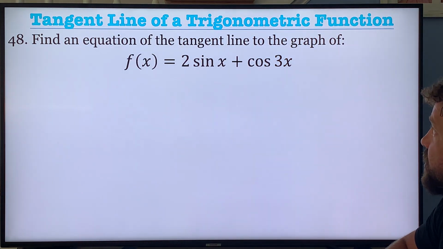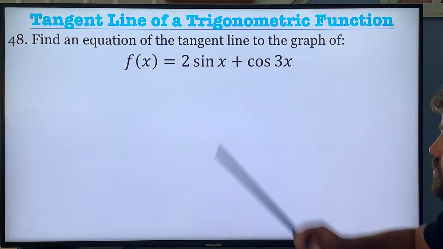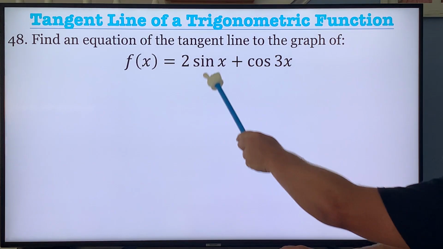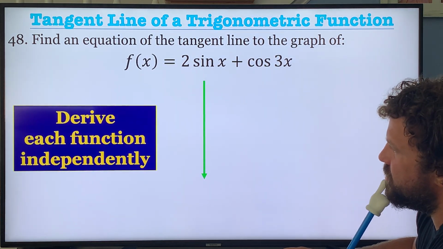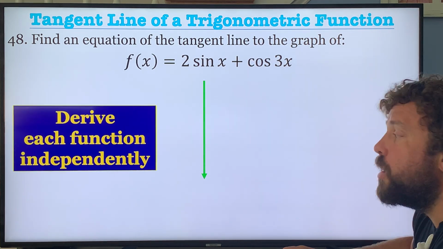Find the equation of a tangent line of the graph. Tangent line, the same as derivative. Derive this. Go. All right. First one's easy. What's the derivative of 2 sine x? So you derive each function independently. You should know that. 2 cosine x.